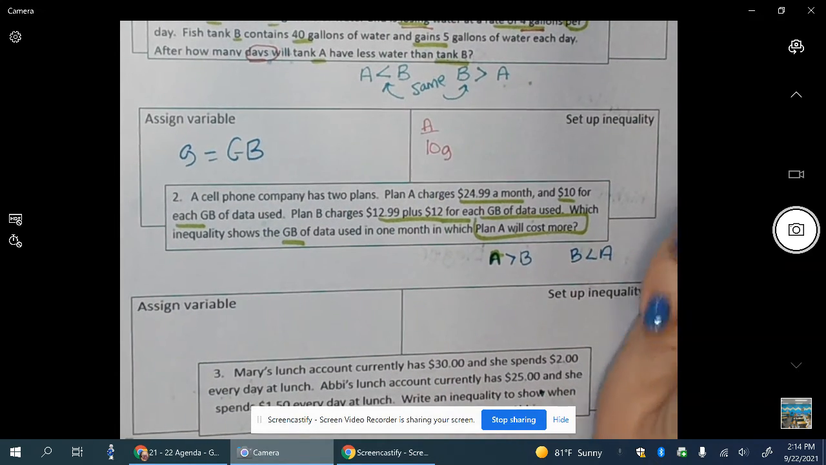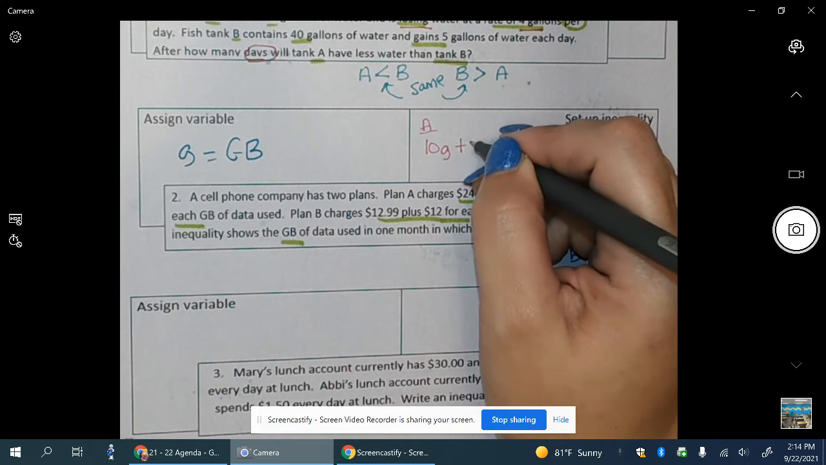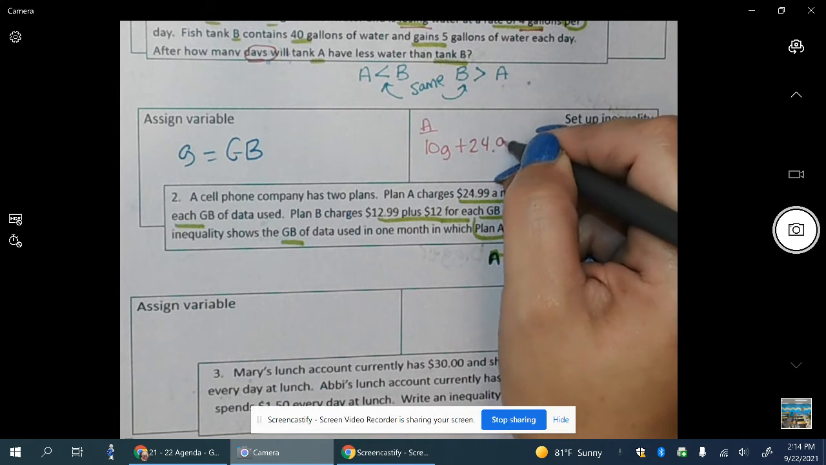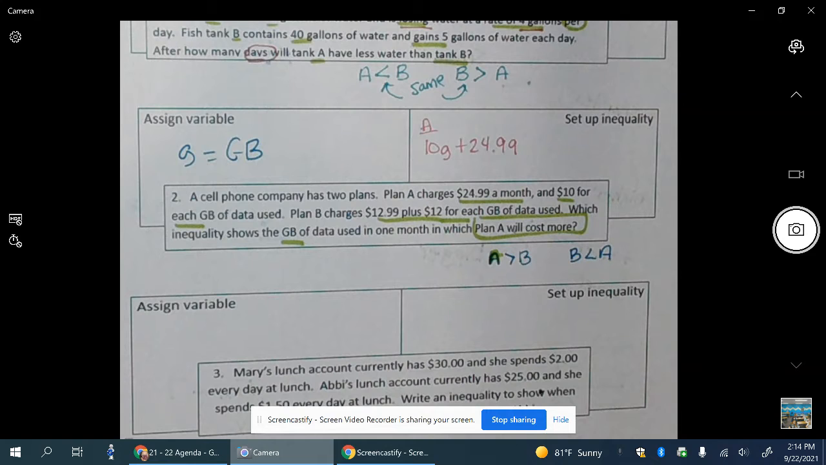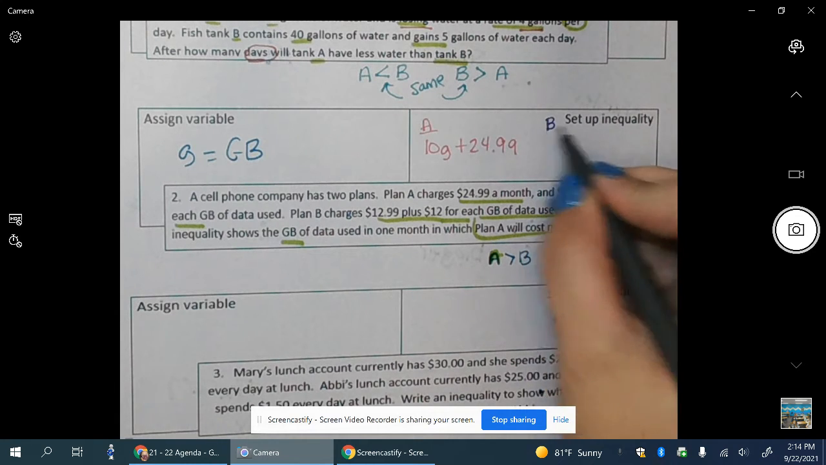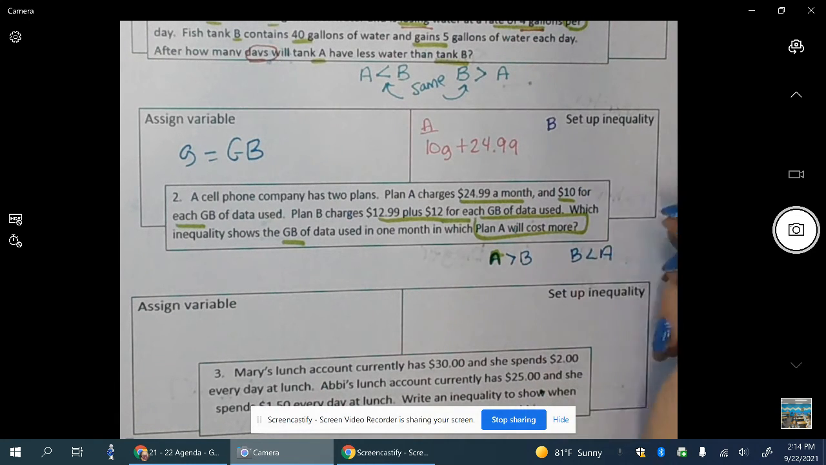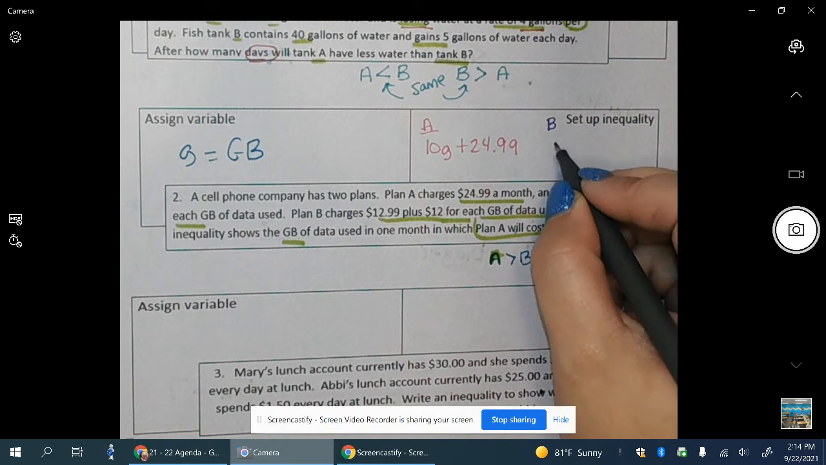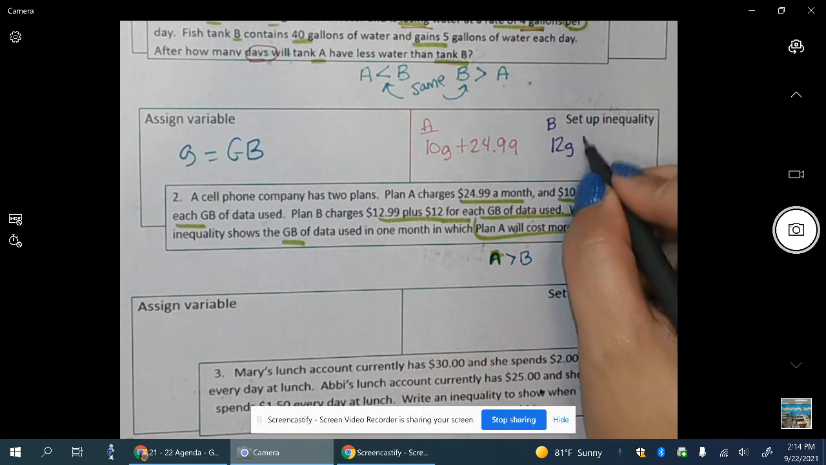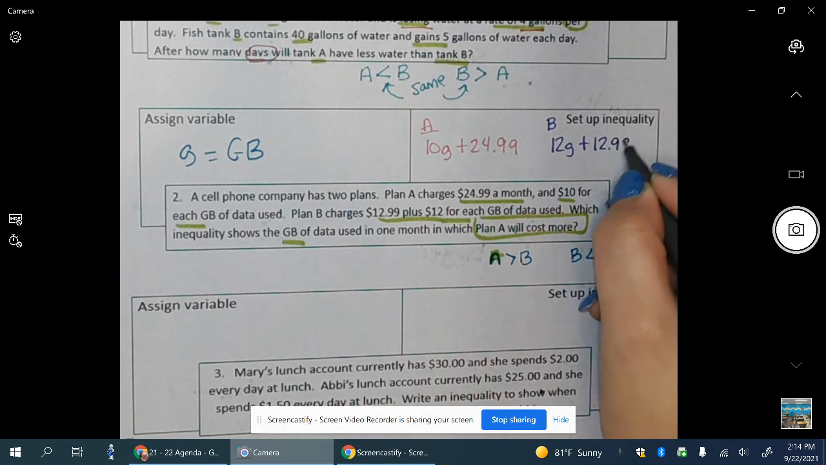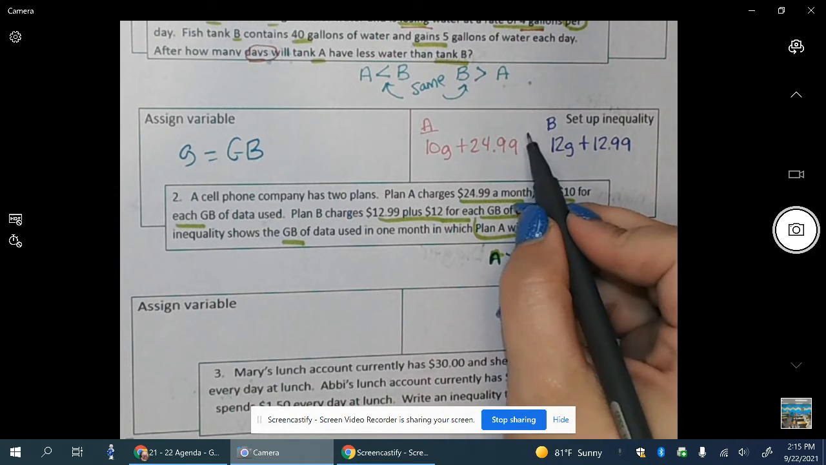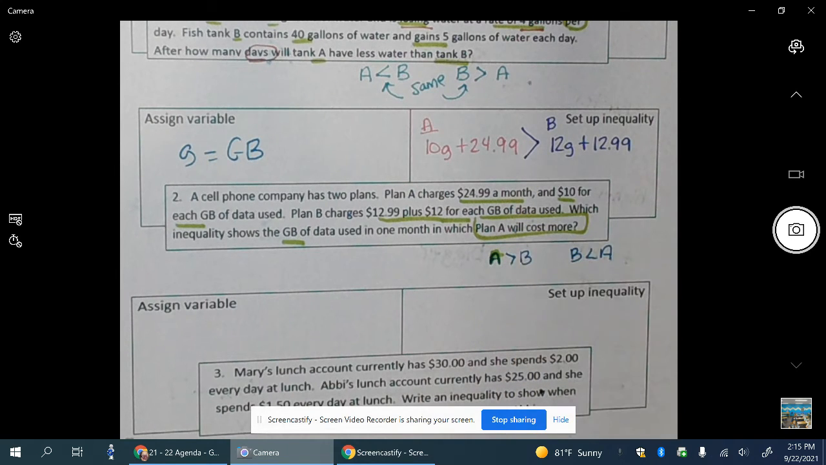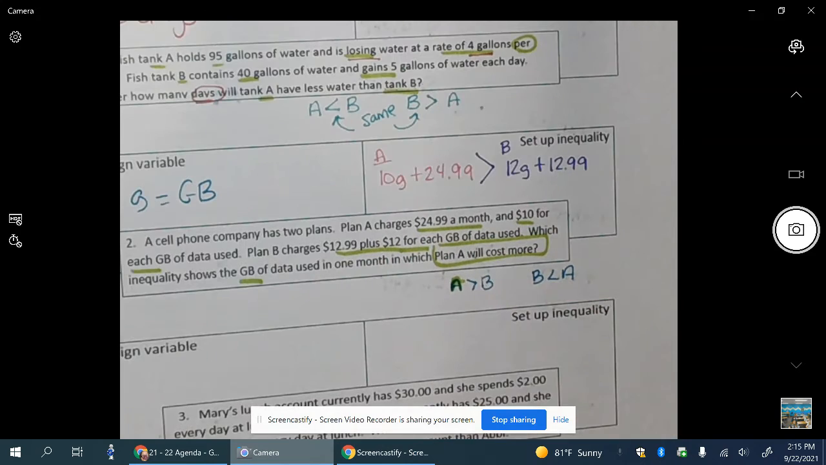10G. Am I paying anything else? Yes. What? $12.99 a month. $24.99. Good. Okay. Plan B, does it have a rate? Yes. What's its rate? 12. 12 what? G. 12G. And what else do you have to pay? $12.99. And again, I want A to be less than, I mean, greater than. I want A to cost more.